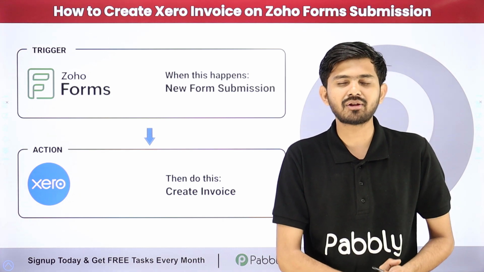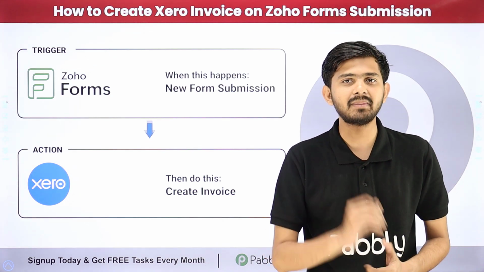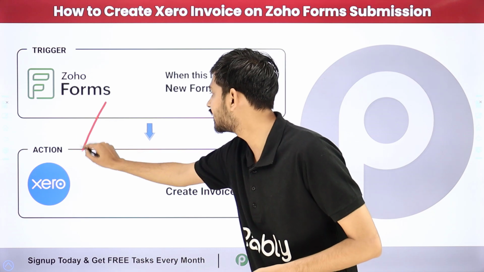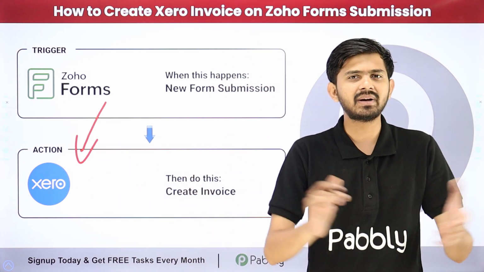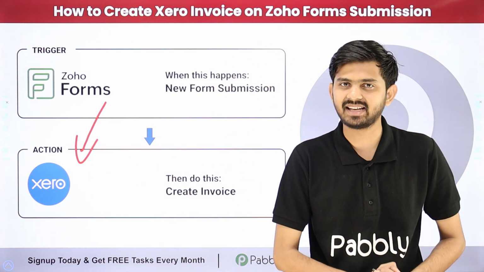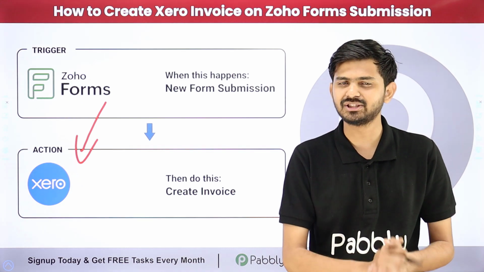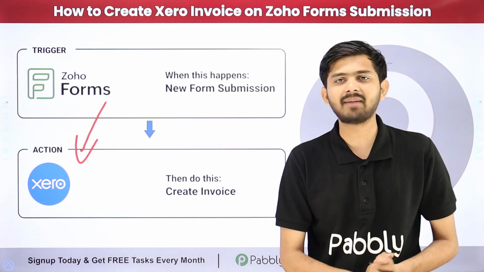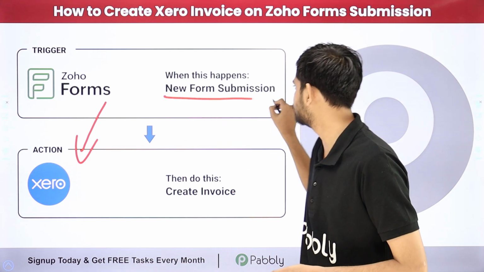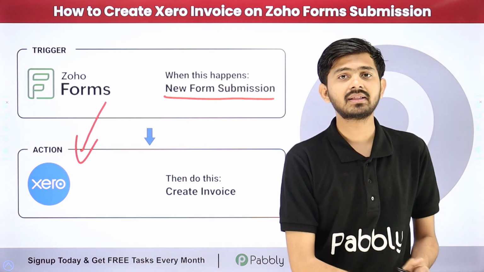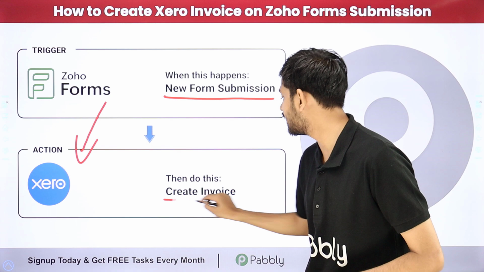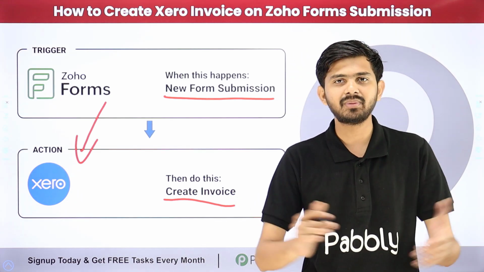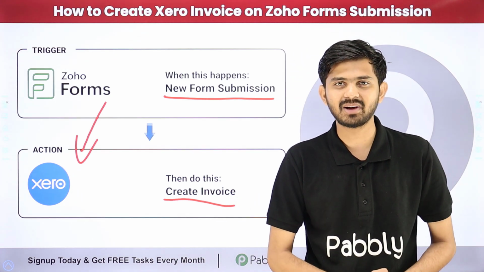So here I want to do this automatically, and for that I need to simply build a connection between Zoho Forms and Xero. For building this connection, I'm going to use Pabbly Connect, which is an amazing software for automation and integration. Now with Pabbly Connect, whenever I receive a new form submission or a new order through Zoho Forms, then automatically it will create a new invoice in Xero. So how am I going to build this connection? For that, let me take you to my computer screen.